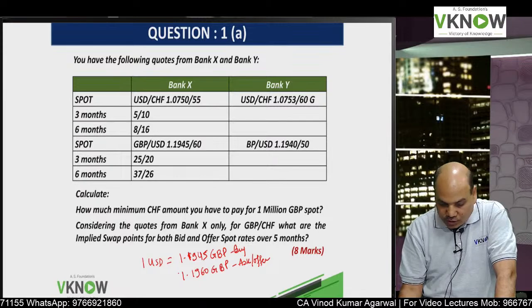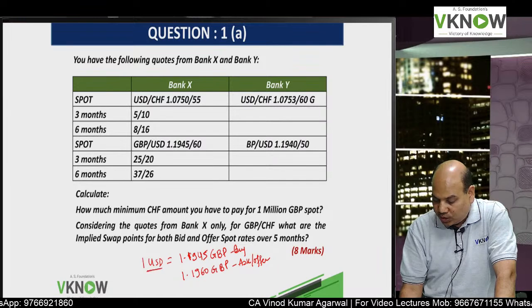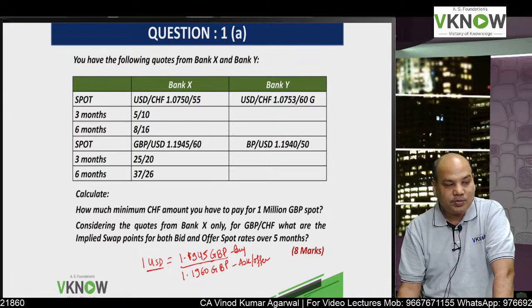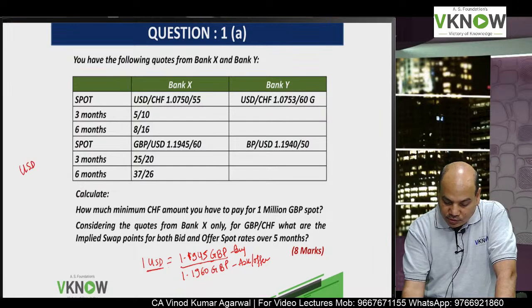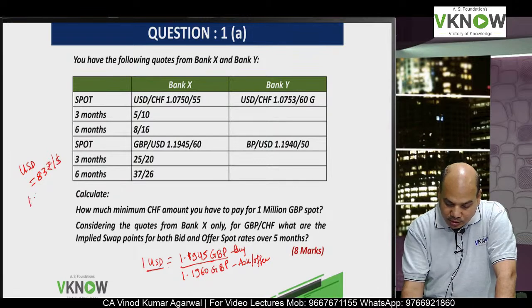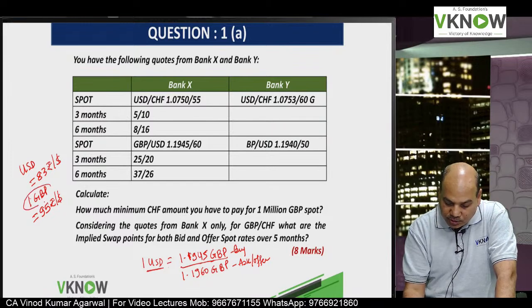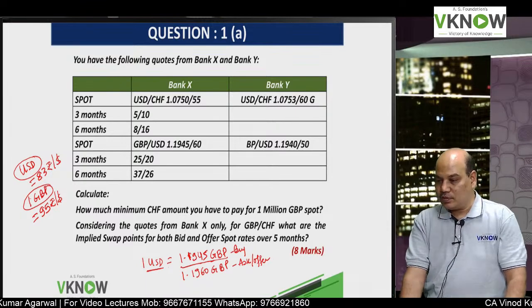Now the confusion is, the students are aware that 1 USD cannot buy more than 1 GBP, because if you look around you right now, 1 USD is equal to approximately 83 rupees, and 1 GBP is approximately, from your general knowledge, around 95 or 100 rupees, which means GBP is more expensive than USD.